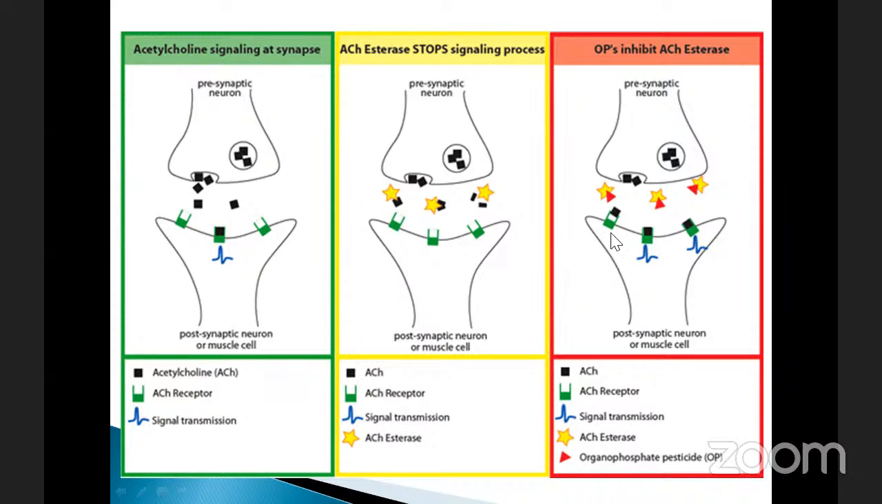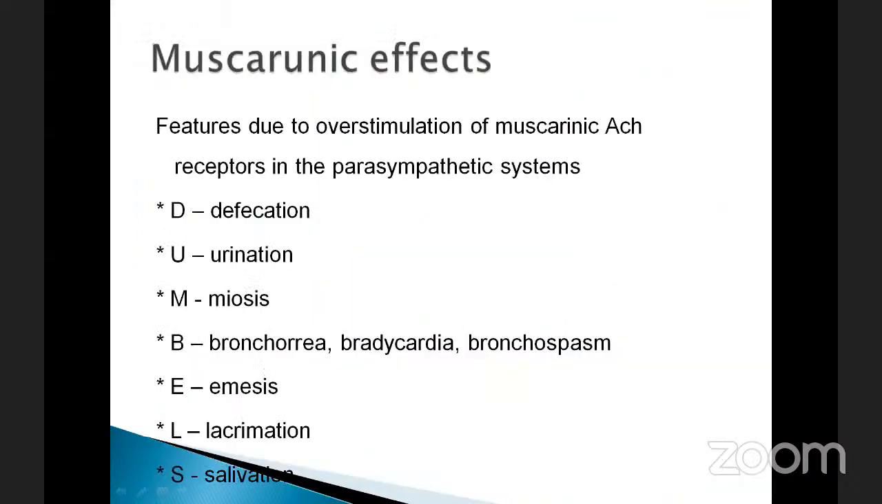When the individual consumes OP poison, the acetylcholinesterase can be stopped, thereby excessive acetylcholine can be seen. The effects mostly seen in these conditions are muscarinic, nicotinic, and CNS effects.